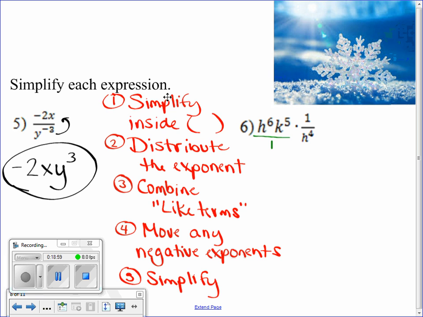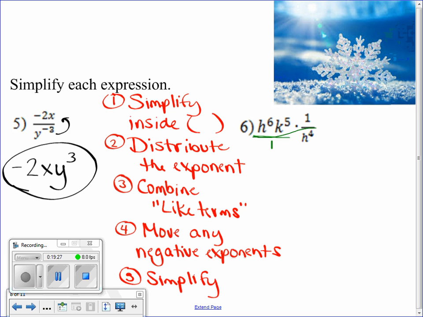So that h to the 4th is technically on the bottom of your fraction, right? All right, so if I go through my steps, simplify inside parentheses, I don't have any, so then I don't distribute because I don't have any parentheses. Combine like terms, what's the same? Your h's. What am I doing with their exponents? Not cross multiplying. I'm subtracting them.